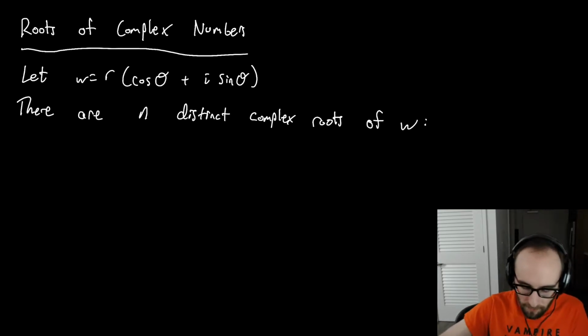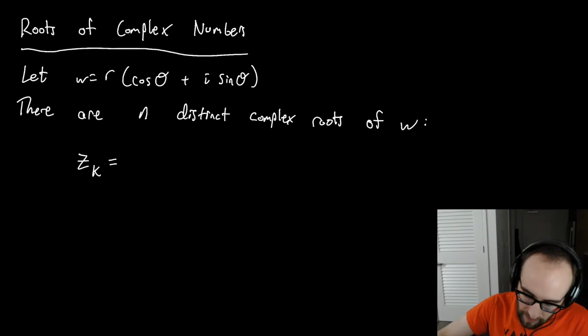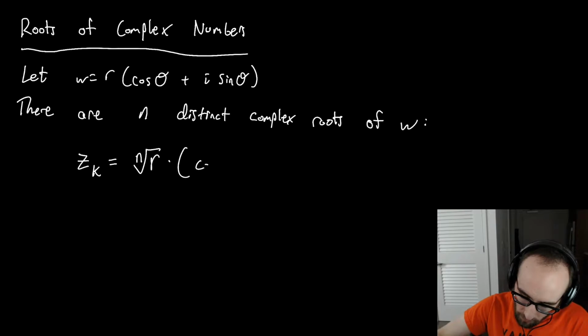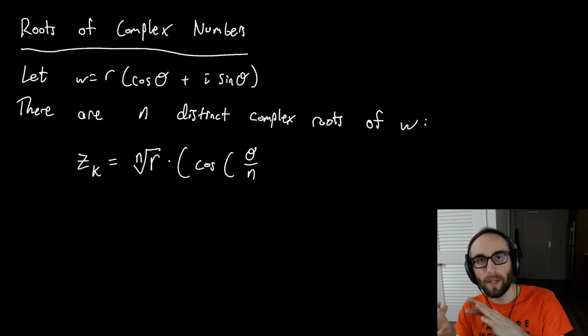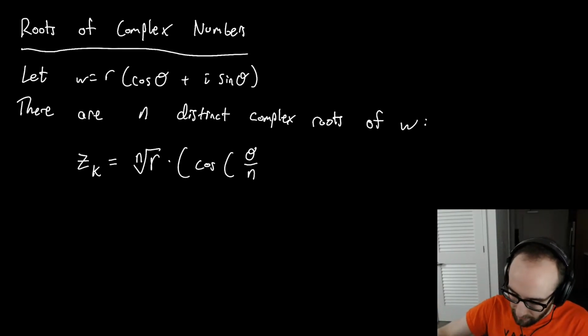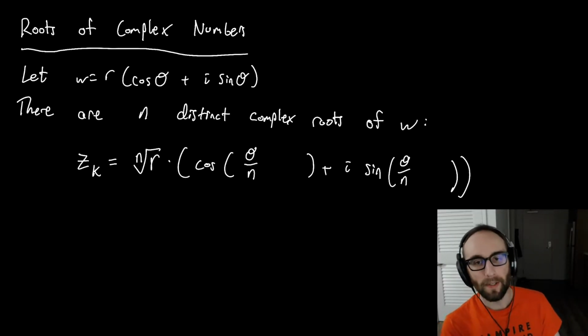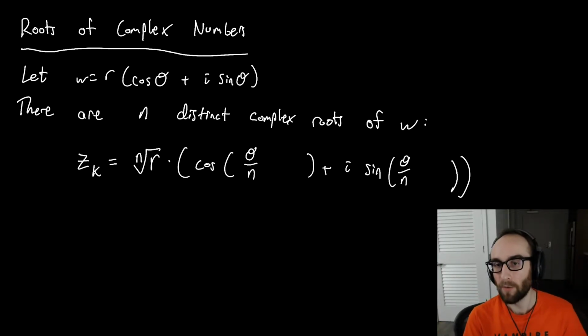So this formula is a little similar to DeMoivre's theorem. We have z sub k, so we'll come back to the k in a second, is equal to the nth root of r times cosine of theta divided by n plus i sine theta divided by n. So instead of raising r to the nth power, we're taking the nth root. Instead of multiplying theta by n, we're dividing theta by n in this case. Okay, so this part is similar to DeMoivre's theorem. We're just doing the opposite, taking the root and dividing.